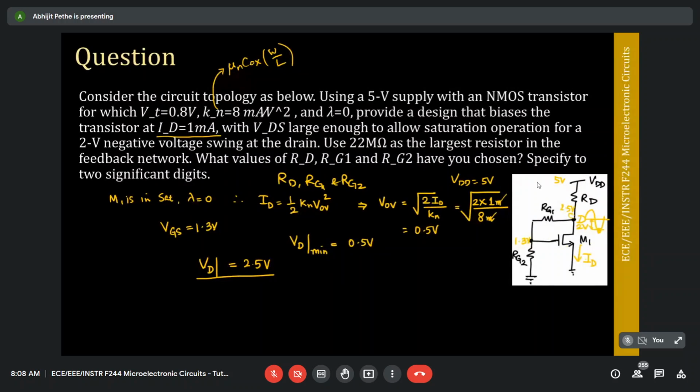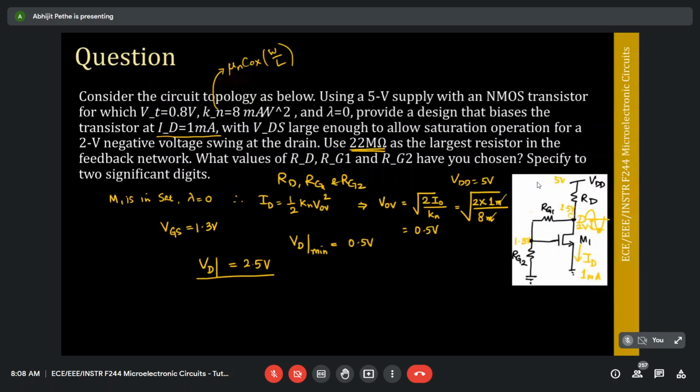I know the current flowing through M1 is 1 milliamp. Now, can I calculate the rest? I can calculate the rest if I know what the current flowing through this branch is. But what am I given? I am given that I should use 22 mega ohms as the largest resistor in the circuit. So I can pick either one of these two resistors as 22 mega ohms.